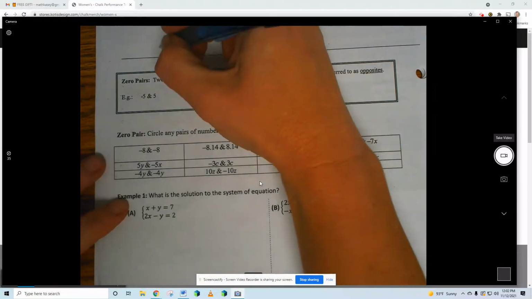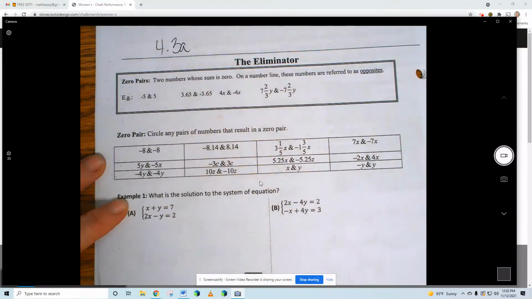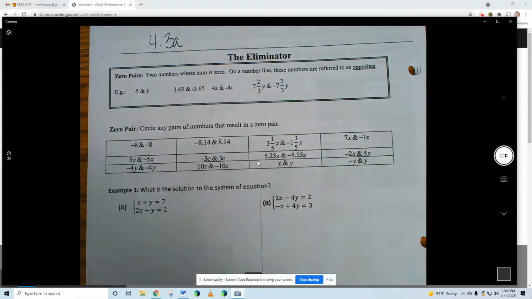Hi, we are on 4.3a. I'm going to skip the warm-ups just so we can get right into the lesson.